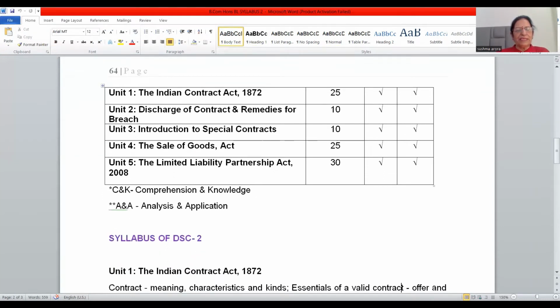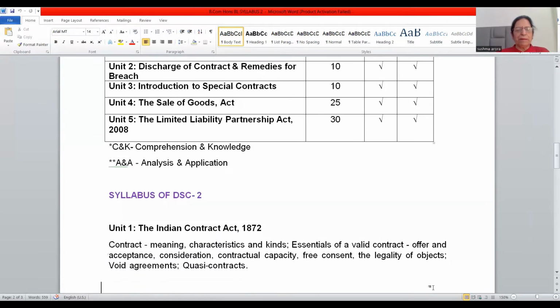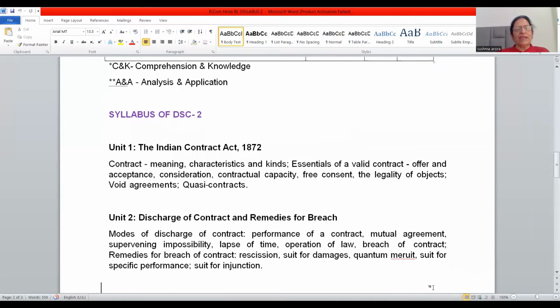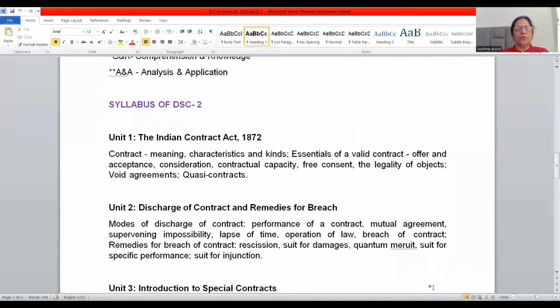Moving ahead, friends, this is DSC paper number 2. So the first unit is the Indian Contract Act 1872. So in this video, now I'll be discussing in brief these various units, Unit 1, 2, 3, 4, and 5. Unit 1 has got 10 chapters.